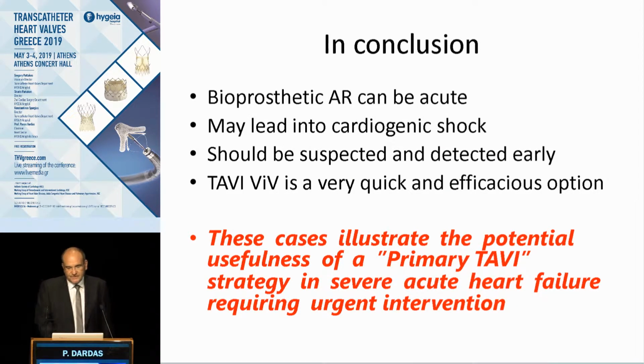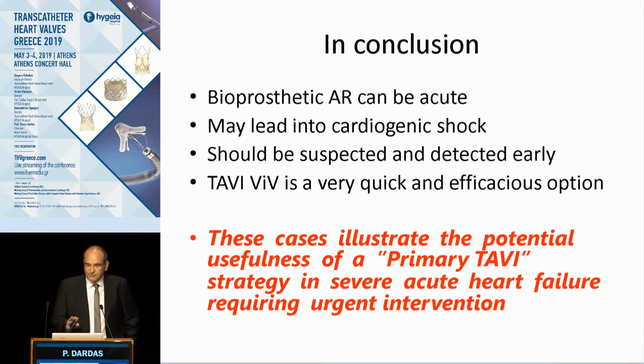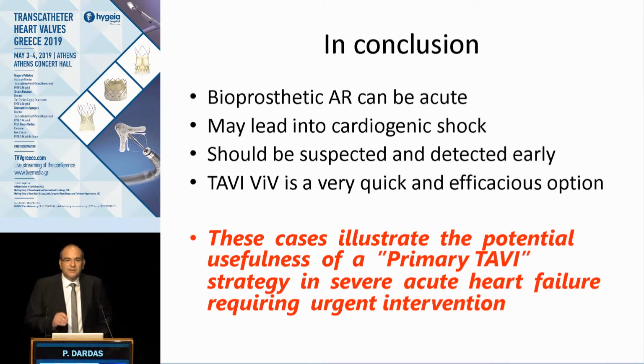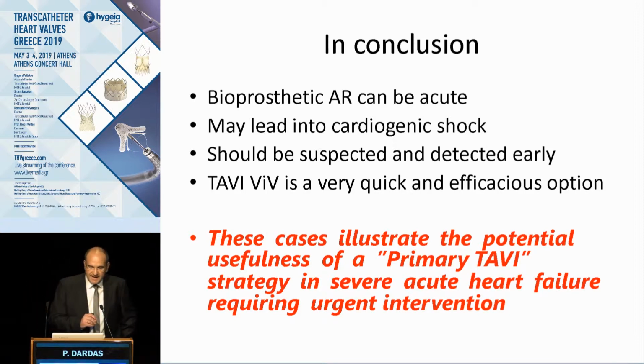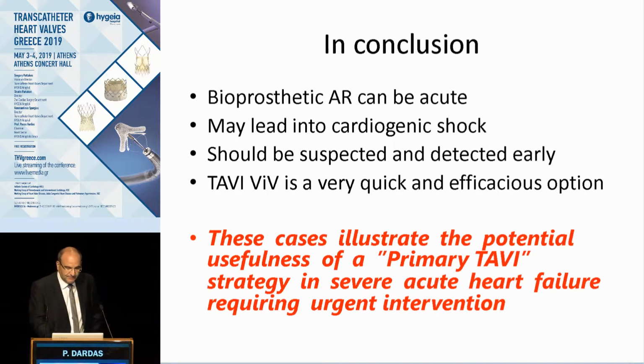So in conclusion, this was a bioprosthetic acute AR, which led into cardiogenic shock very quickly, and this has to be suspected and detected early, and TAVI valve is a very quick and efficacious option. And these two cases illustrate the potential usefulness of primary TAVI as we do primary PCI in severe acute heart failure requiring urgent intervention.